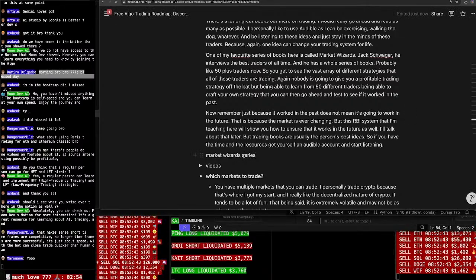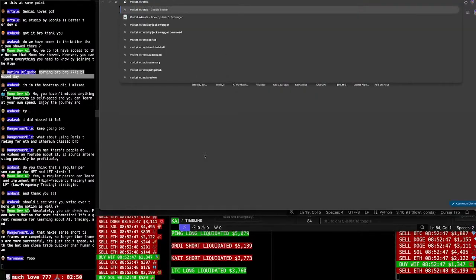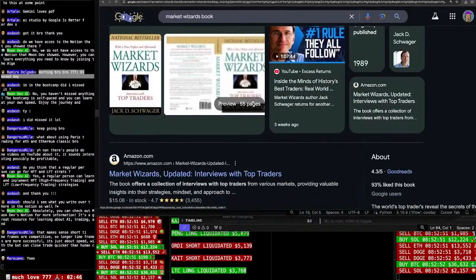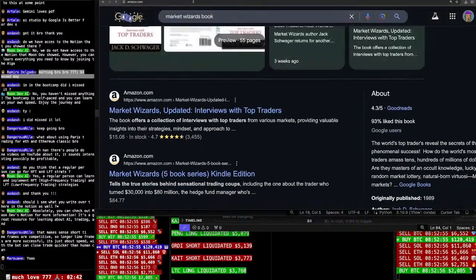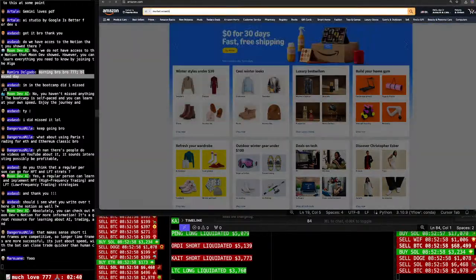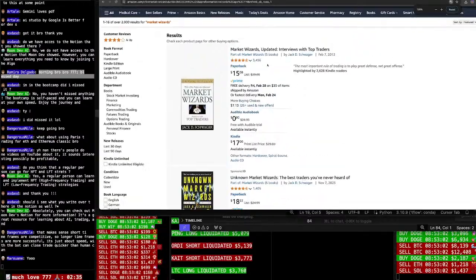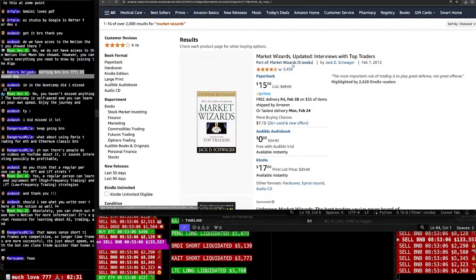So, Market Wizards series here. Market Wizards book. You can see he goes ahead and here, let's just look him up on Amazon. I use Audible, but Market Wizards here. So Jack Schwager, he goes ahead and interviews the top traders. You have to read this book if you're going to be a trader.